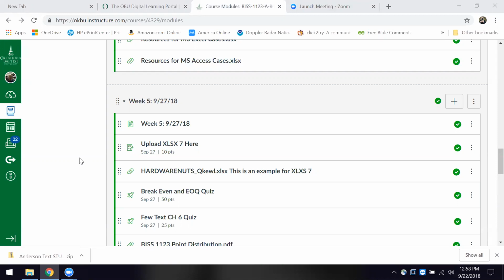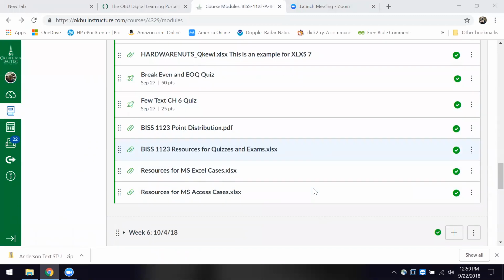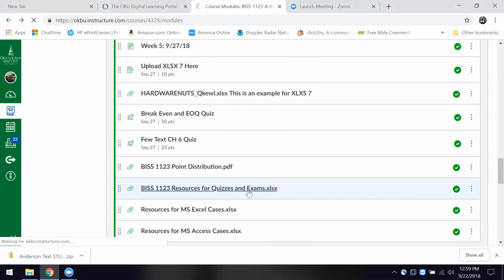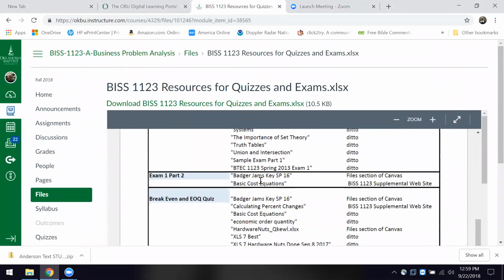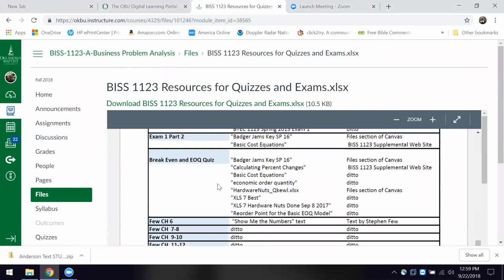But I want to also make certain that as we look ahead, next on the 27th, you have the quiz over break-even analysis and economic order quantity, and then you have a quiz over FEW Chapter 6. So let's scroll down here for just a minute, and we'll look at the resources for quizzes and exams. Here are the resources for the break-even and the EOQ quiz.